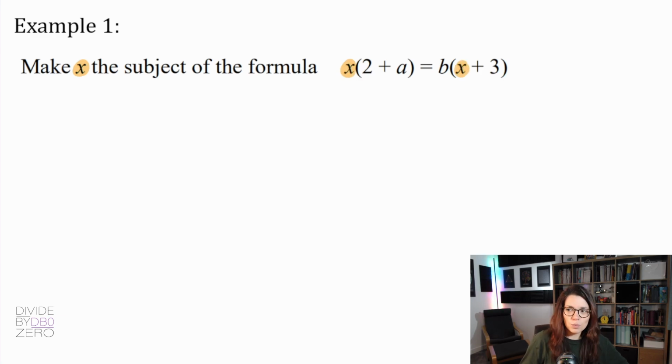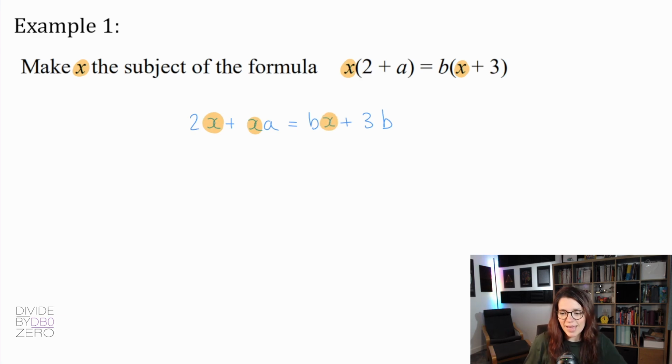I'm just going to highlight where the x's are. You'll notice that we have two x's in the formula, and that's what makes this one harder. First thing to do is to expand out the brackets. When we do that, we'll get this: 2x plus xa equals bx plus 3b. You'll notice I've made the problem worse because now there are three x's. But with these types of questions, the problem gets worse before it gets better.